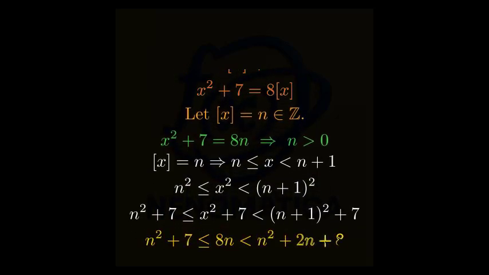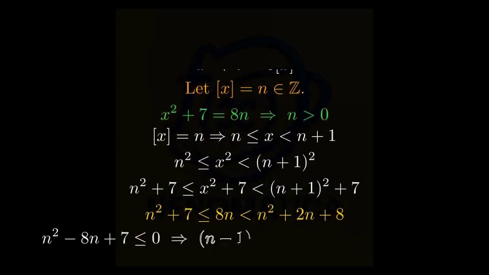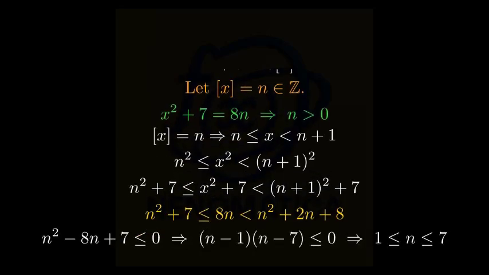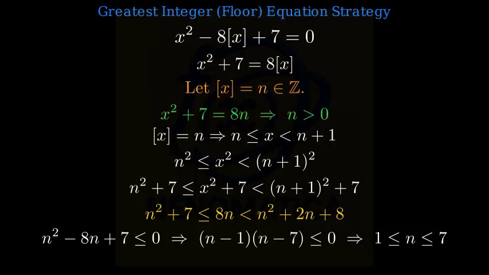Step 3. Solve the pair of inequalities. First, n squared minus 8n plus 7 is less than or equal to 0, which factors as n minus 1 times n minus 7. That gives 1 is less than or equal to n, and n is less than or equal to 7.